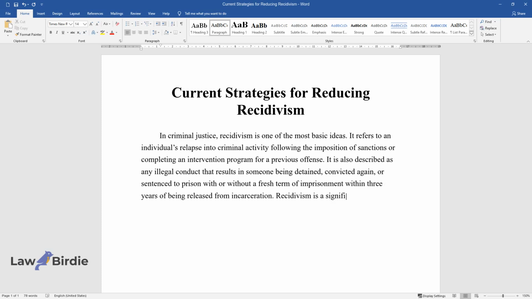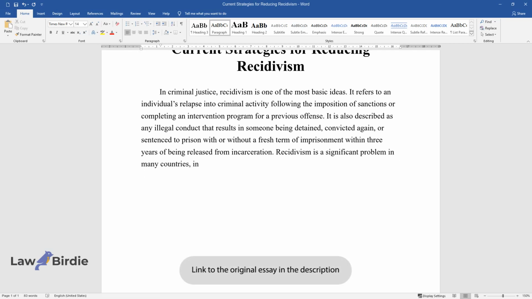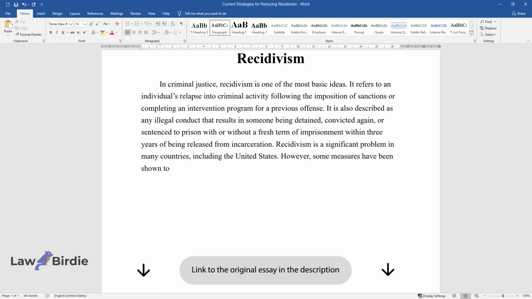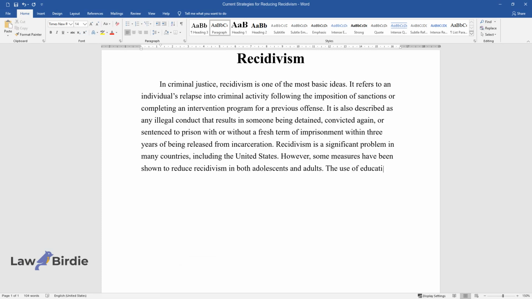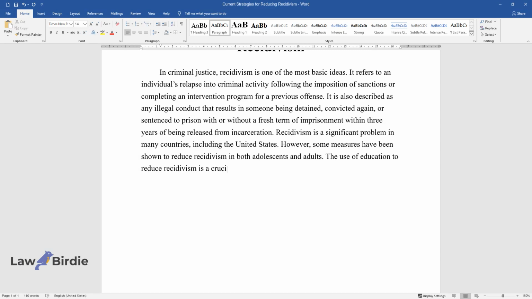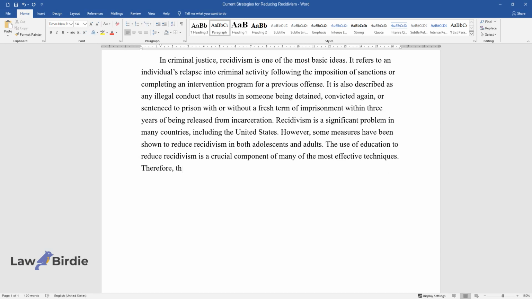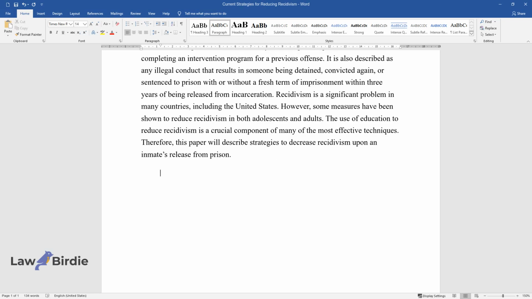Recidivism is a significant problem in many countries, including the United States. However, some measures have been shown to reduce recidivism in both adolescents and adults. The use of education to reduce recidivism is a crucial component of many of the most effective techniques. Therefore, this paper will describe strategies to decrease recidivism upon an inmate's release from prison.